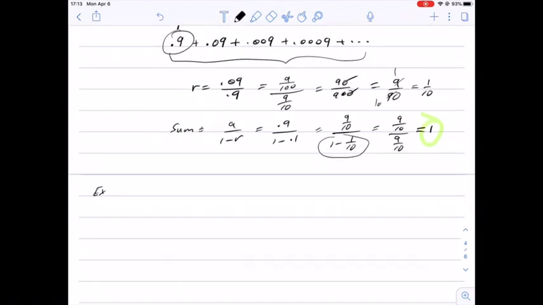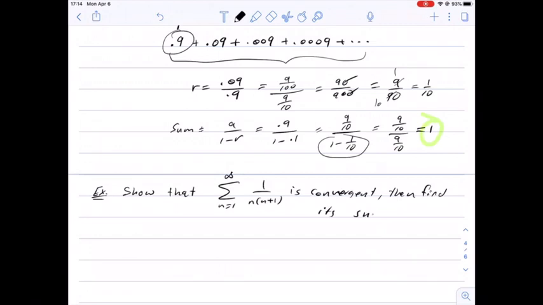Now we have another well-known series that's called a telescoping series. We want to show that the series sum from n equals 1 to infinity of 1 over n times n plus 1 is convergent, and then find its sum.